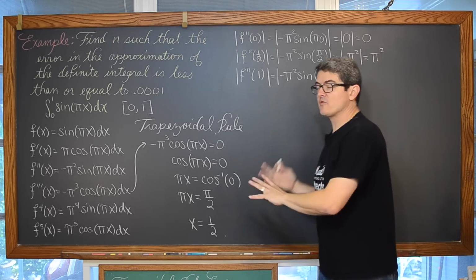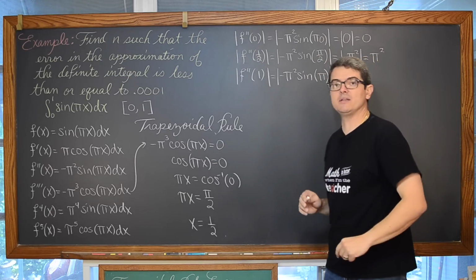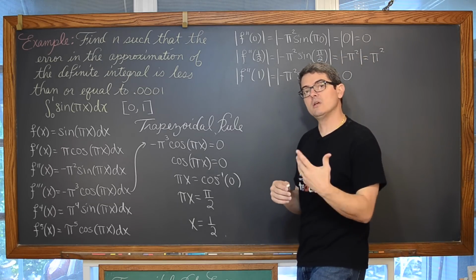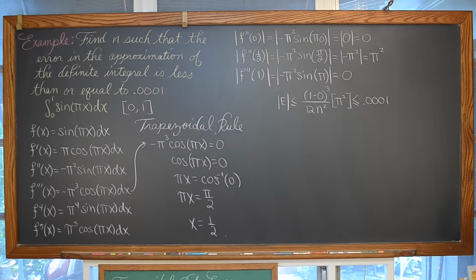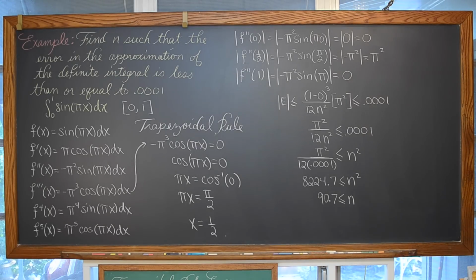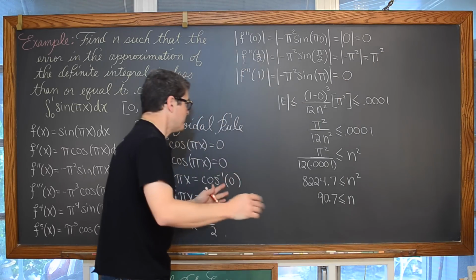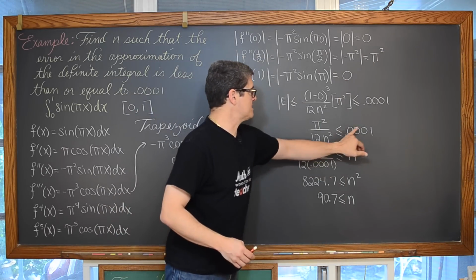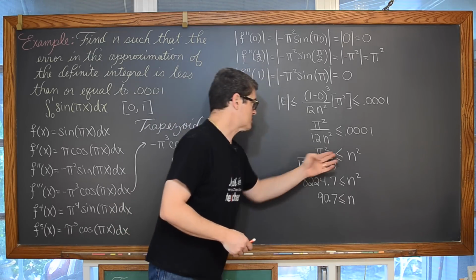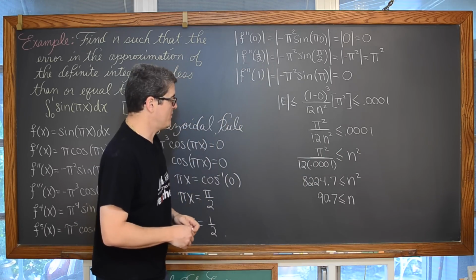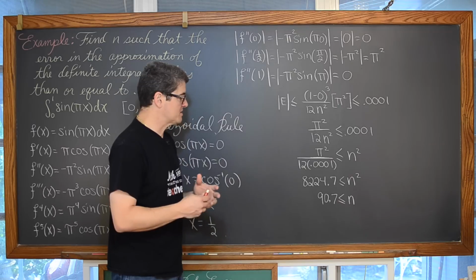So just for time purposes and making sure that all comes out neat, let me step off and reveal the solution solving for n. So working all this out, simplifying, multiplying both sides of my inequality by n squared and dividing by 0.0001, and then square rooting both sides, we get n is going to be greater than or equal to 90.7.